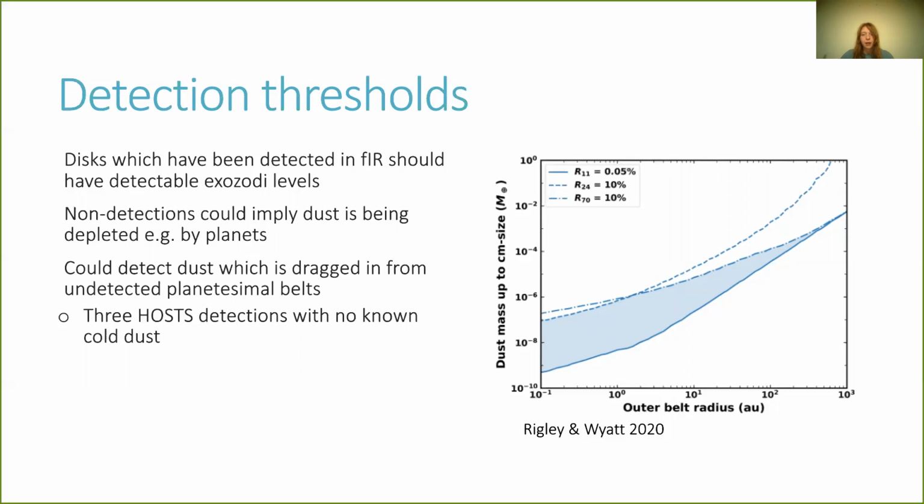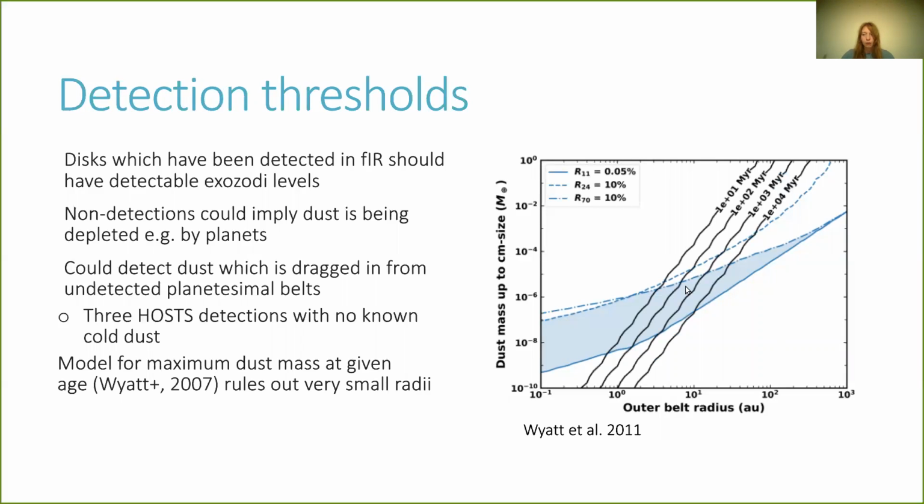And we can also see from the shaded region that there are some systems where the outer planetesimal belt is too faint to detect in the far infrared, but we could still detect its exozodiacal dust. So for example, there were 3 stars in the HOSTS survey where they detected exozodiacal dust, but we haven't detected a debris disk. And it could be that they have very faint planetesimal belts and we're detecting dust which is being dragged inwards. And that would be the case if they lie in this shaded region of parameter space.